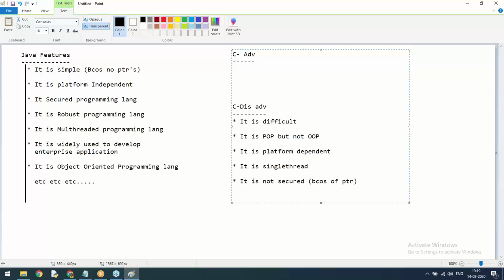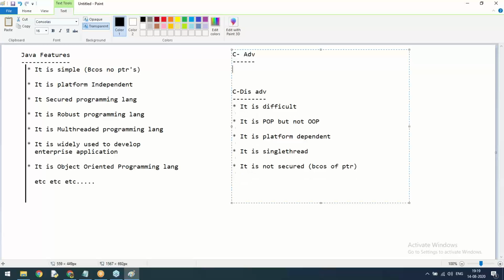Those are disadvantages, no? Now, can you tell me one advantage of C? Because so many disadvantages are there, at least one advantage. Performance. Portable. When it comes to performance, the unbeatable language is the C language. Why is performance good, sir? Because of pointer only. Why is it not secured? Because of pointer.